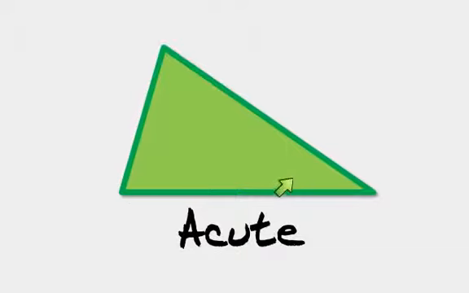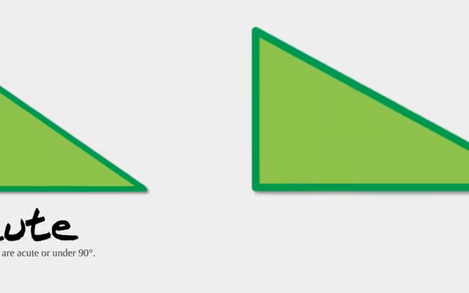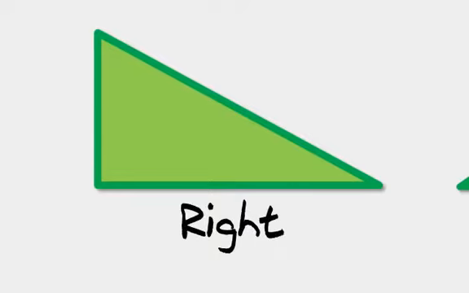When something looks like this, it's acute. All of the angles are smaller than 90 degrees, so it's called acute. And this one is a right triangle. It has one right angle of 90 degrees right here.